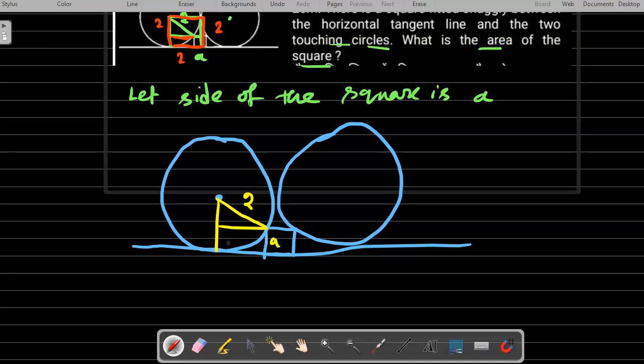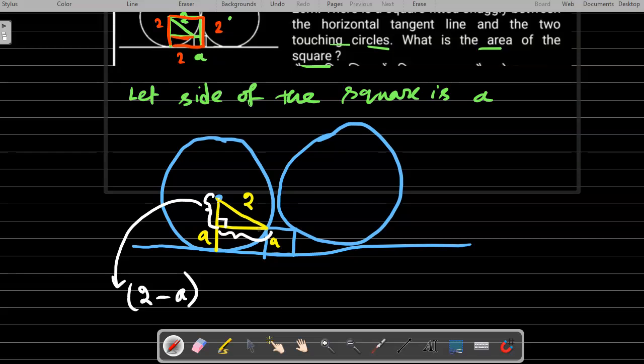This side is A. So what is this? This portion is A. Now what is this length, from the center to this point? This length should be 2 minus A, because the whole radius was 2 and this portion is A, so this length will be 2 minus A. Now this is 90 degrees, you can see. Now we have to find this length.